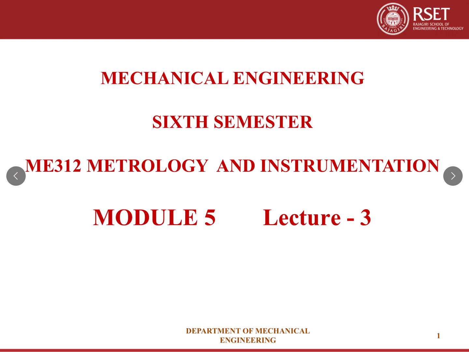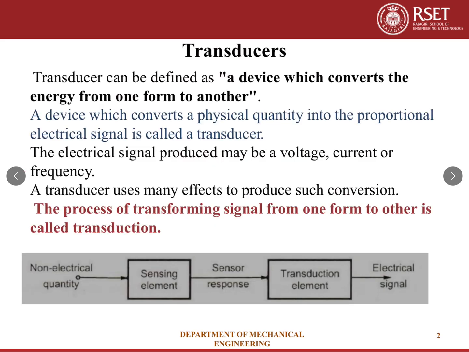In lecture number 2, we have discussed performance characteristics of measuring instruments, where we discussed two performance characteristics. One is static characteristics and the other one is dynamic characteristics. Now we are moving to a new topic which is called transducers. A transducer is a device which converts energy from one form to another. So it can also be defined as a device which converts a physical quantity into a proportional electrical signal. So the final output will be an electrical signal.